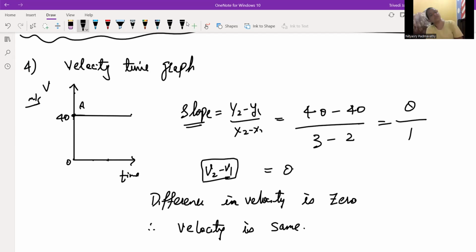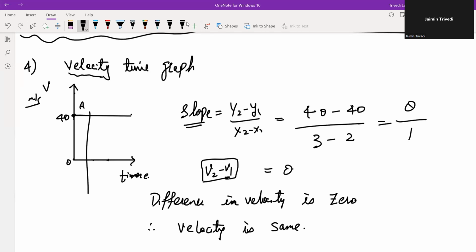Sir, is this uniform motion or non-uniform? Now see, this is not about uniform or non-uniform motion. It is about velocity, because in this graph it is constant without changing its direction. So 40 is constant for all the time.